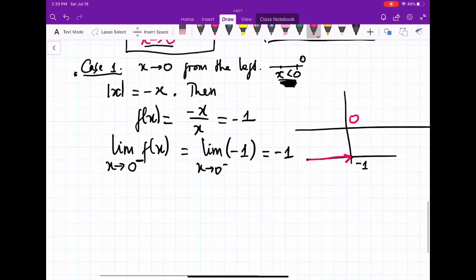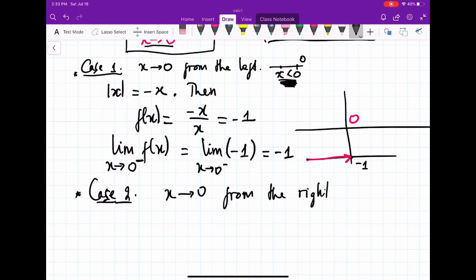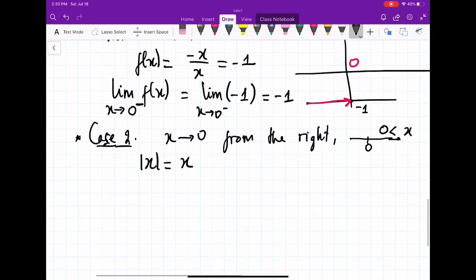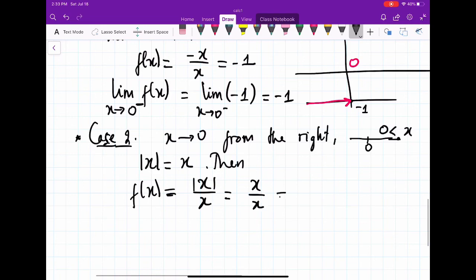Okay, so the second case, when x approaches 0 from the right, that means x is on the right of 0, so x is bigger than 0. Then we have the absolute value of x equal to x, and then the function f of x is equal to x over x, which is 1.